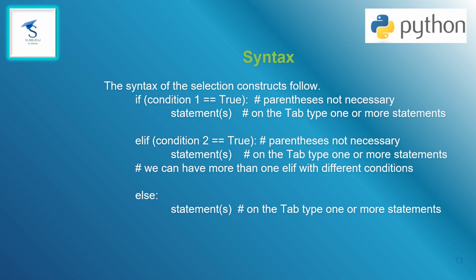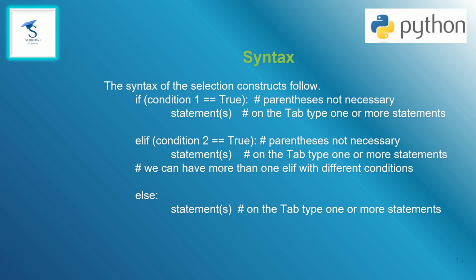This is the syntax for the selection constructs. If condition one equal to true, colon. Remember, the parenthesis is not required. We can simply write if condition equal to true. Then the statements typed from here on the tab will be executed. You can type one or more, or 10 statements on the tab. All of them will be executed.